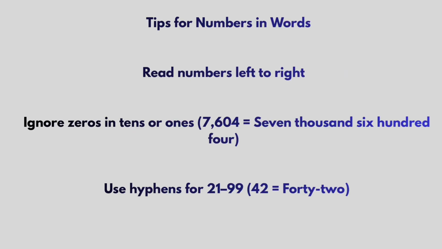7604. Alright. You can also understand better by remembering a small tip while converting your numbers into words. You will read the numbers from left to right. You will ignore the zeros in tens or ones. Okay, like 7604. How will you write? How will you read? 7604.